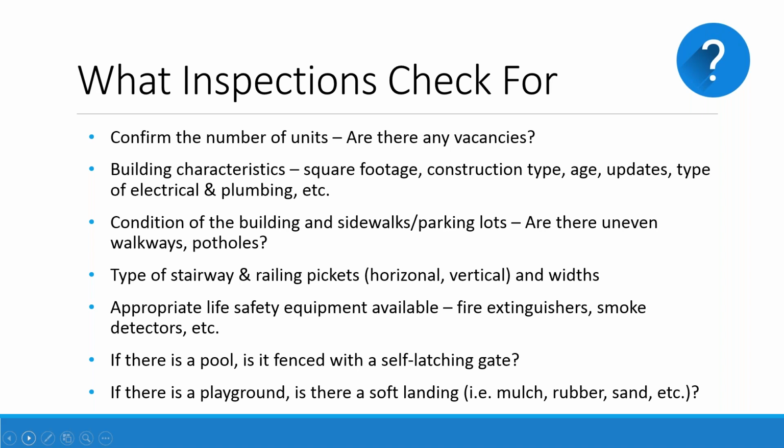And then also, obviously, it's going to check all the building characteristics that I mentioned, the square footage, the construction type. That is really important because there are different rates depending on the type of construction. So whether it's frame, joisted masonry, masonry non-combustible, and the list goes on, we need to know that information and make sure we're rating it properly because there are different rates associated with those.